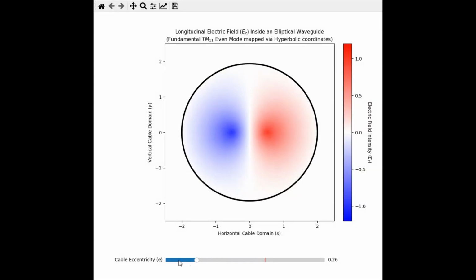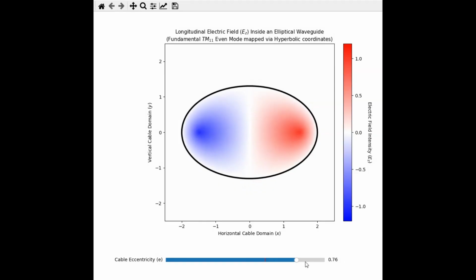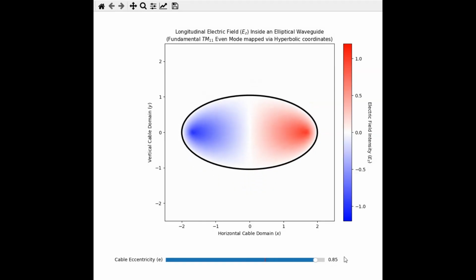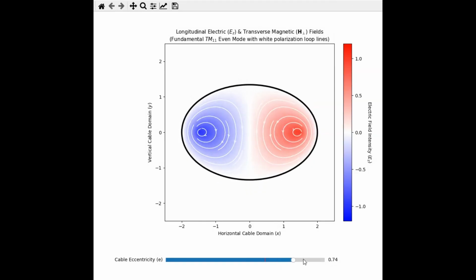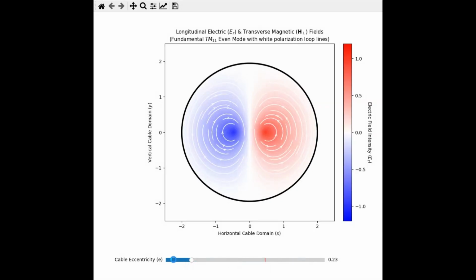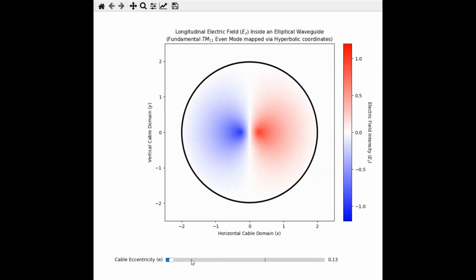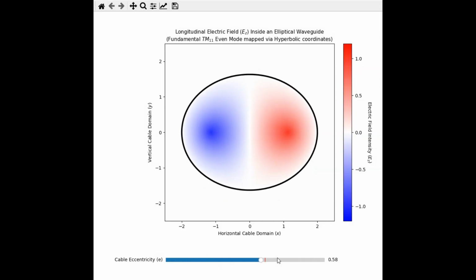Elliptical waveguides are analyzed using elliptic-hyperbolic coordinates because traditional Cartesian and polar systems fail to cleanly define the boundary conditions of an elliptical cross-section. Within these hollow metallic pipes, electromagnetic waves propagate as TE (transverse electric) or TM (transverse magnetic) modes, both of which must satisfy the Helmholtz wave equation.